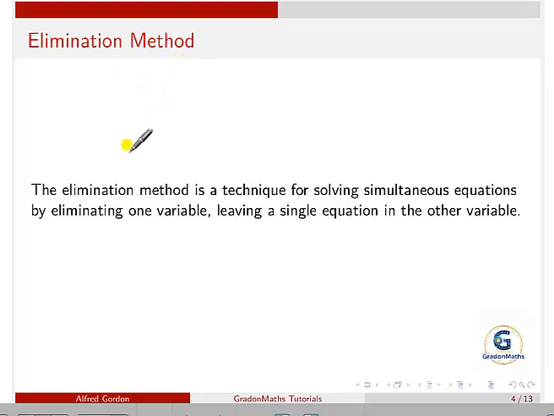Now the elimination method we shall use today. The elimination method is a technique for solving simultaneous equations by eliminating one variable, leaving a single equation in the other variable. So here we shall eliminate one of the variables so that we have a single equation that contains only a single variable, and we will be able to solve that first.